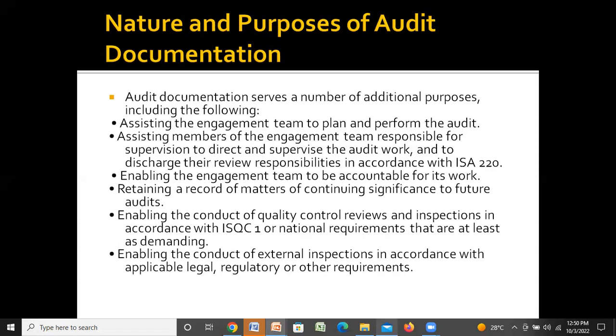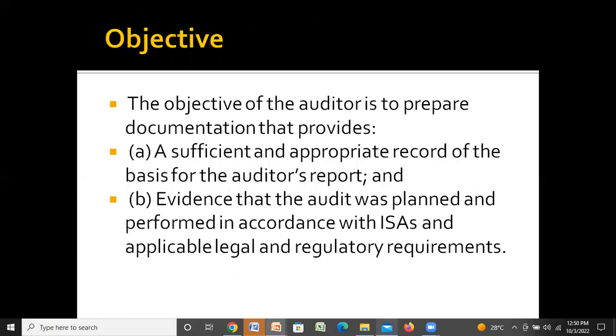Okay, so let's look at the objective. The objective of the auditor as regards this standard is to prepare documentation that provides a sufficient and appropriate record of the basis for the audit report. Like I keep on saying, you're going to write an audit report at the end of the audit. You have to provide evidence to support your audit opinion and audit conclusions.